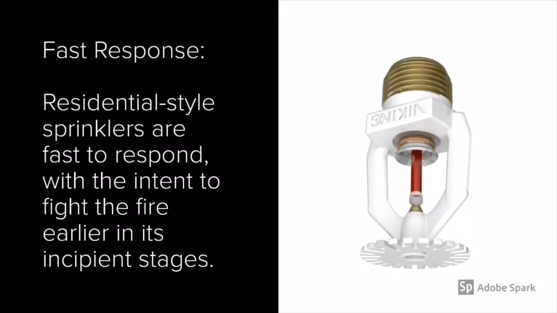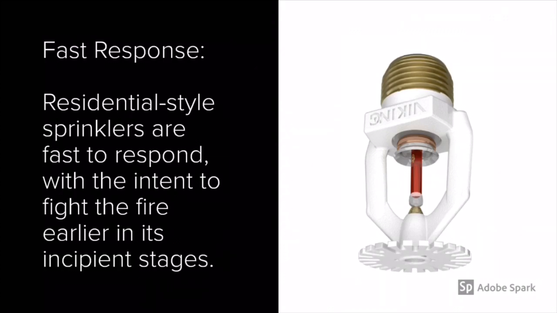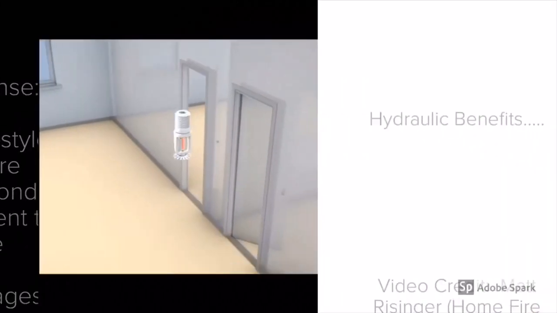Residential style sprinklers are fast to respond, with the intent to fight the fire earlier in its incipient stages, mainly because they have to. 13R applications are designed for 4 heads, and 13D applications for 2 heads. So you do not want the fire to grow past that design area. So these are made to activate quicker so that they handle a fire earlier.